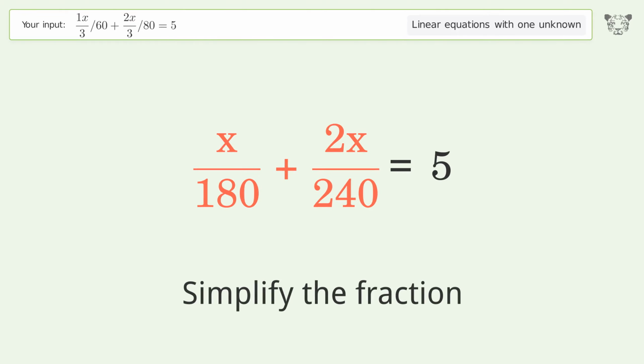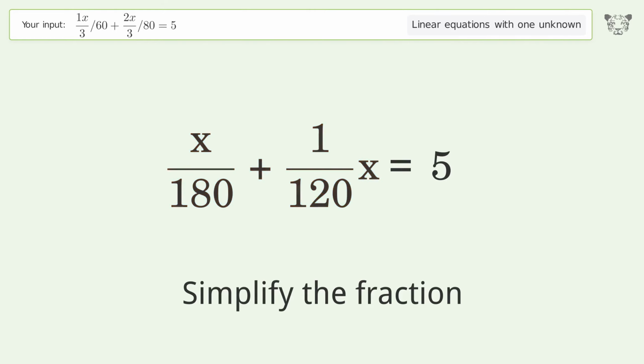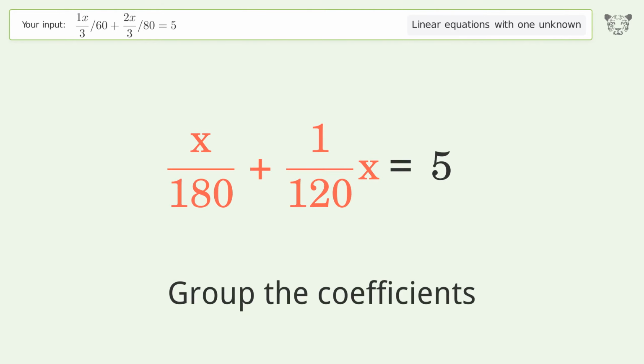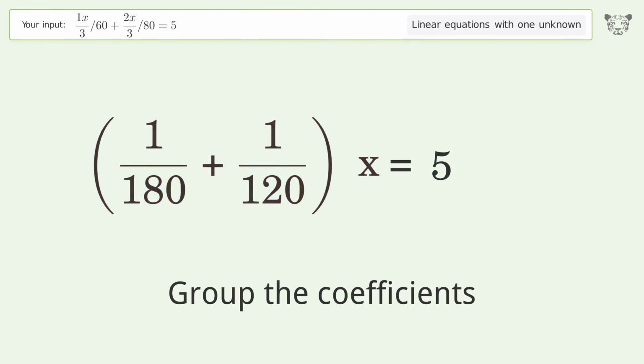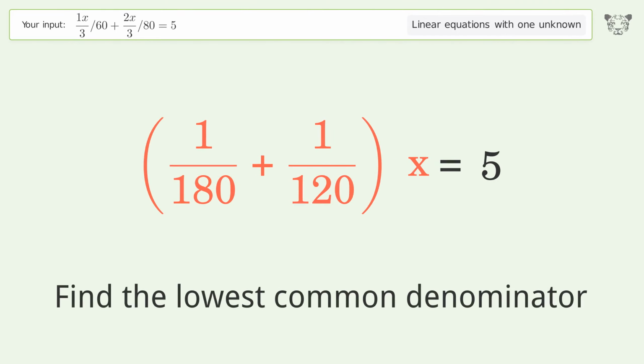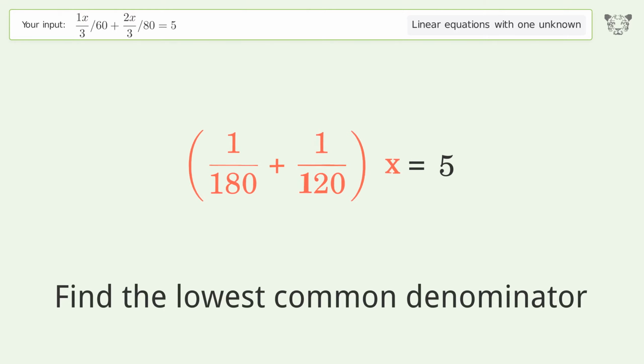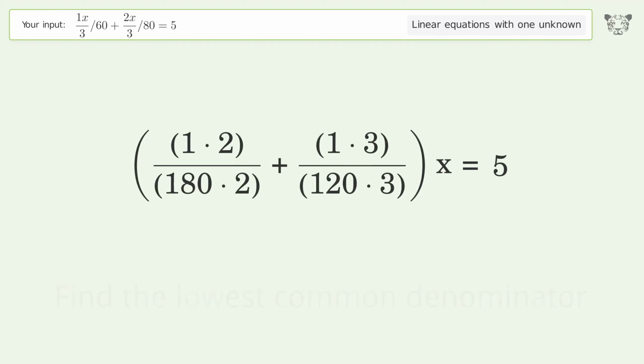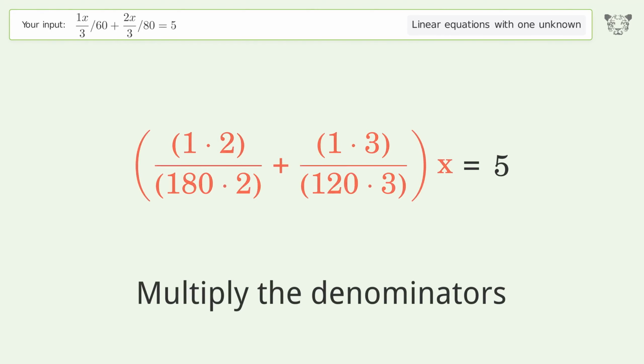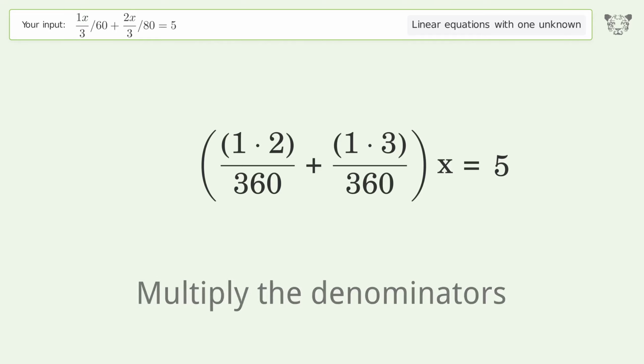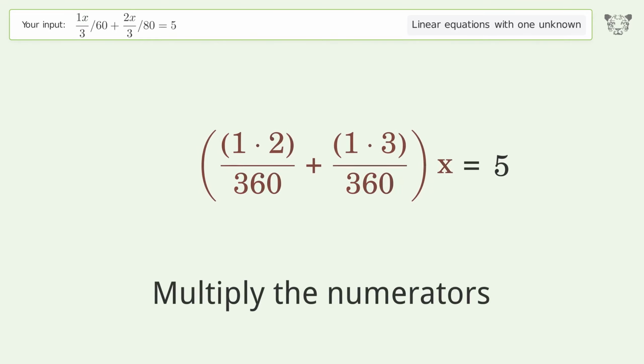Simplify the fraction. Group the coefficients. Find the lowest common denominator. Multiply the denominators. Multiply the numerators.